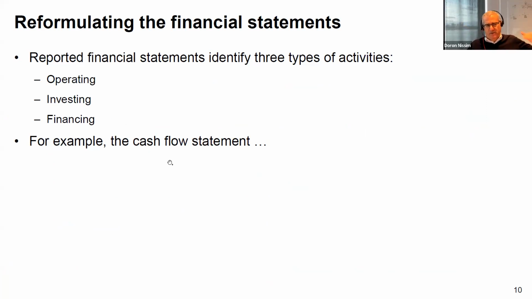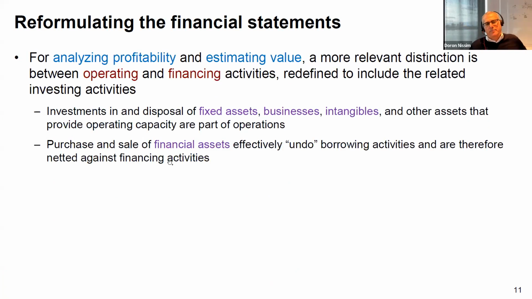For example, in the cash flow statement, we have these three sections. But when it comes to analysis, we typically talk about operating and financing. So we take all the investing activities and say those related to operations should be part of the operating bucket, and those related to financing, effectively undoing financing, should be netted against leverage. So we talk in terms of operating and financing activities, and Jim Ohlson obviously has many important seminal works on this concept.